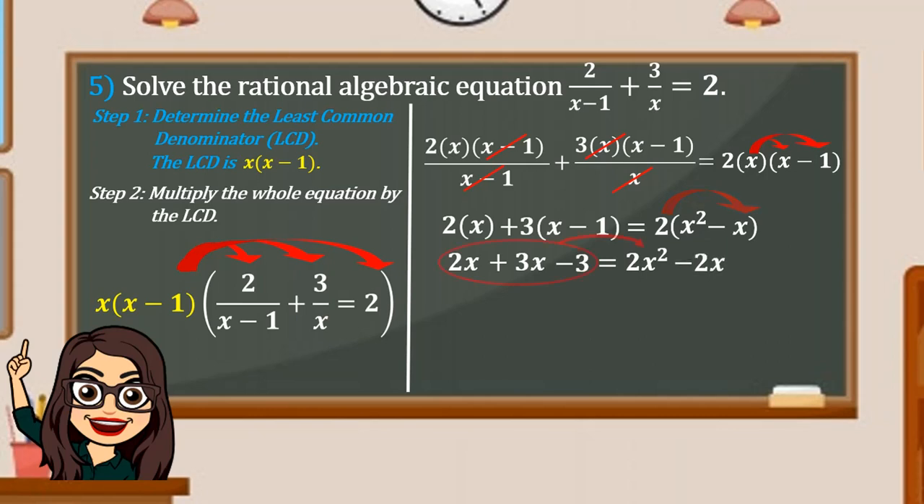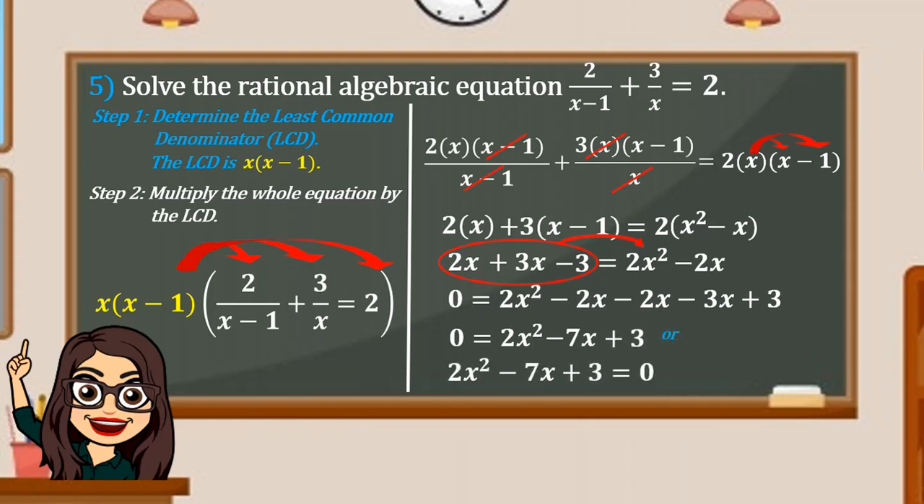Next step, we will transpose 2x plus 3x minus x to the right side. So we have now 2x squared minus 2x minus 2x minus 3x plus 3. So bring down first, 0 equals 2x squared. Then combine negative 2x minus 2x minus 3x, and the answer is negative 7x. Then copy plus 3. Then we have now the equation 2x squared minus 7x plus 3 equals 0, which is our standard form.